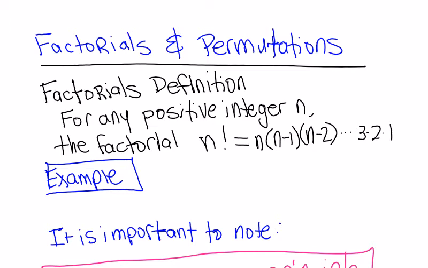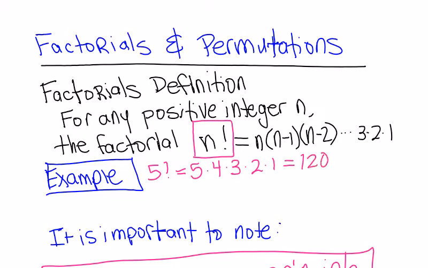Factorial definition. For any positive integer n, the factorial n! is equal to the product of n times n minus 1 times n minus 2 times n minus 3 all the way down until you get to 1. So what does this mean? If you ever see a problem that says 5!, this means we're going to multiply 5 times 4 times 3 times 2 times 1, and that's going to get us 20 times 3 is 60 times 2 is 120.